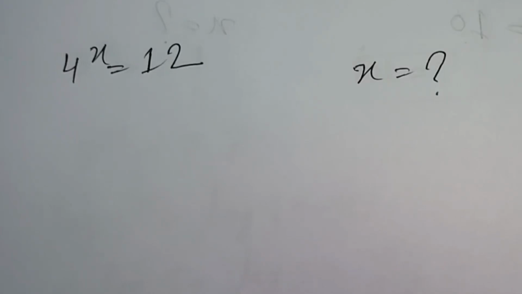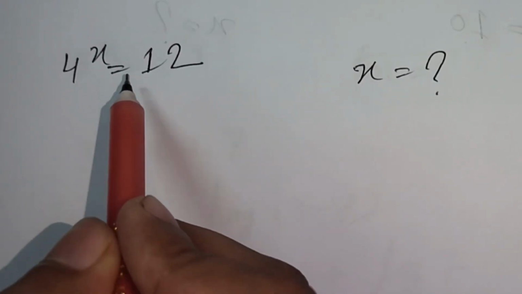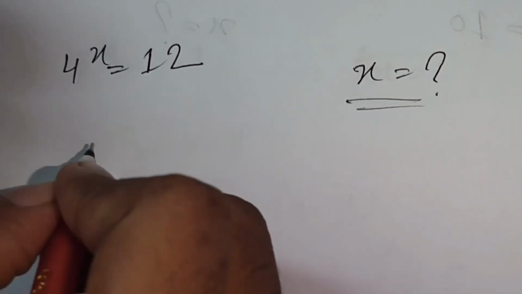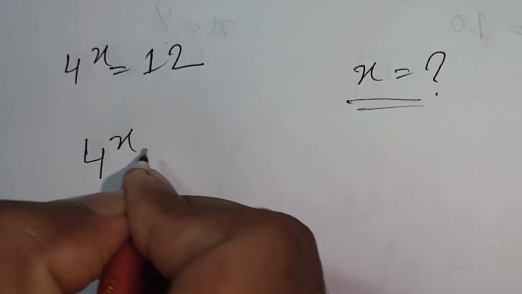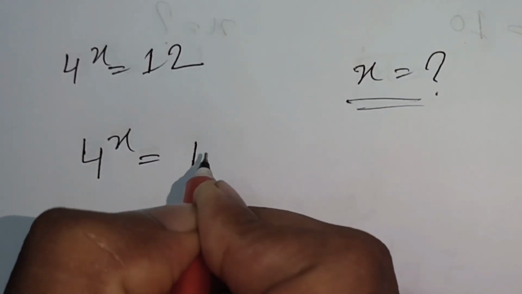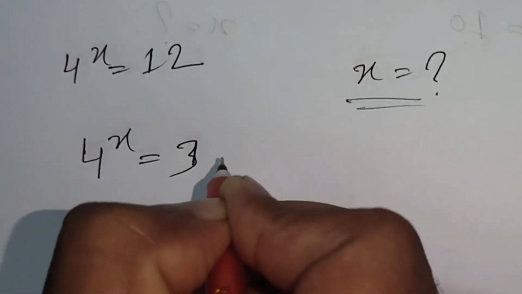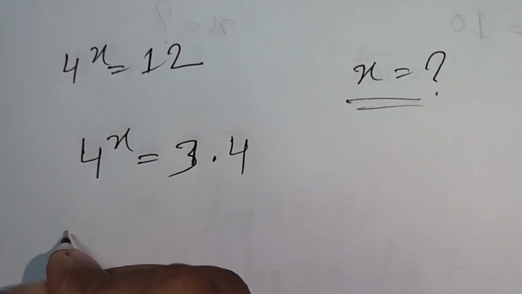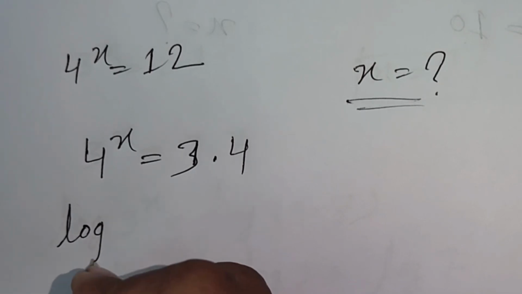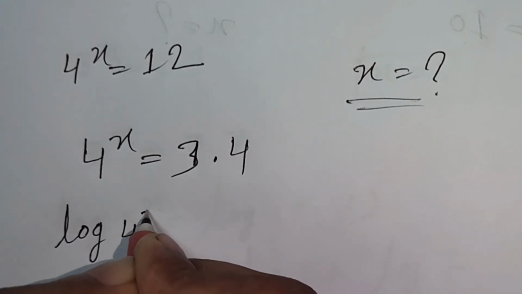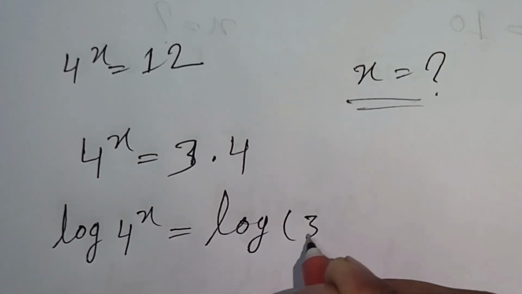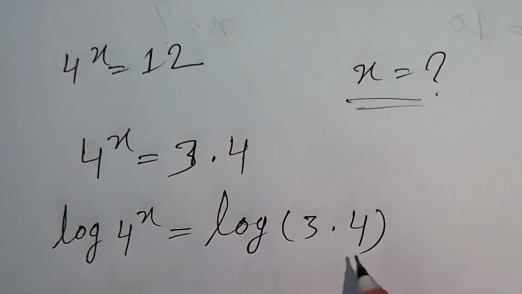How to solve 4 to the power x is equal to 12. Now I describe what is the value of x. First of all, 4 to the power x is equal to 3 times 4. Then log 4 to the power x is equal to log 3 times 4.